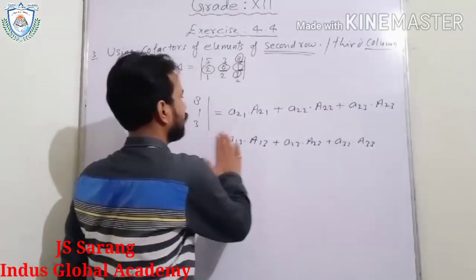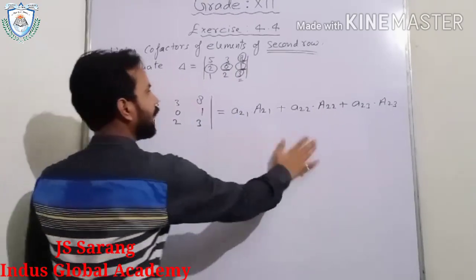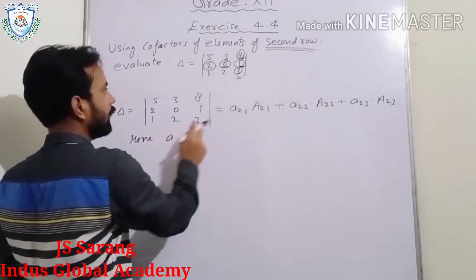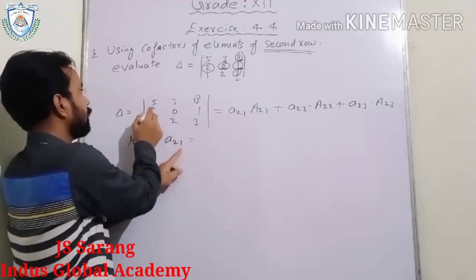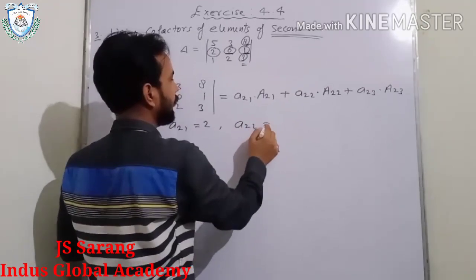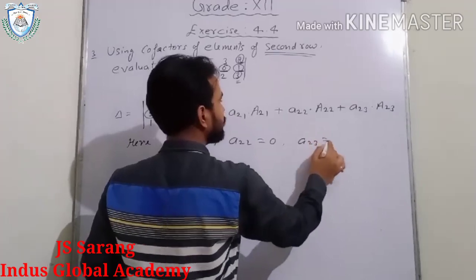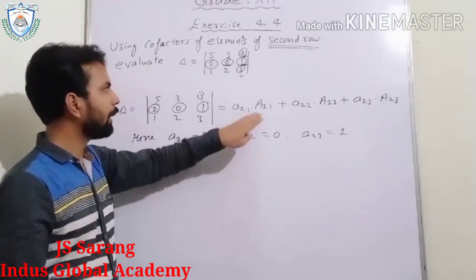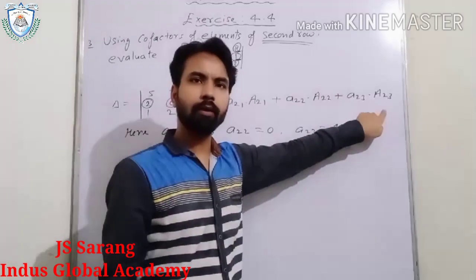Good. So now I am going to solve this. Here a21, the second row first column element, is how much? 2. a22, second row second column, is 0. And a23, second row third column, is 1. Now we have to find the cofactors: A21, A22 and A23.